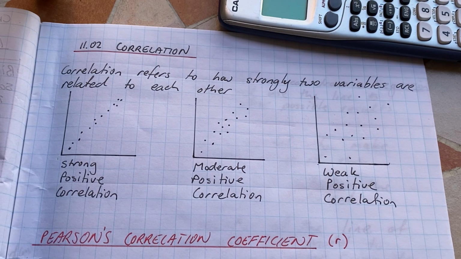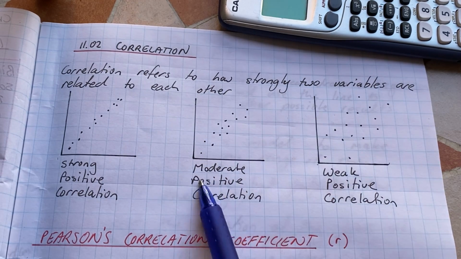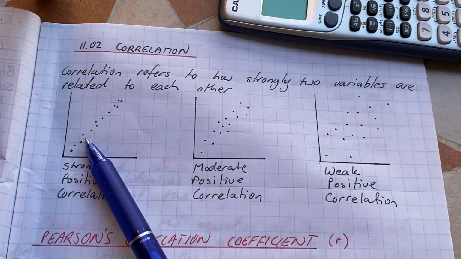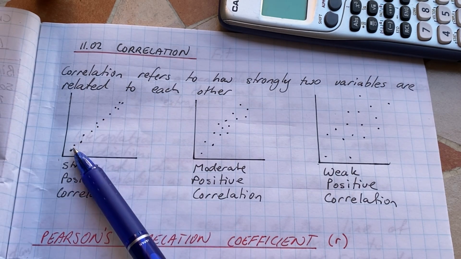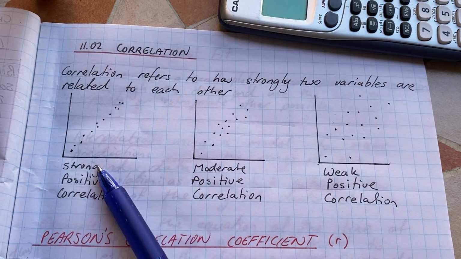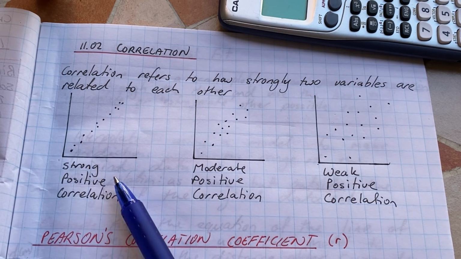Okay, I used the word correlation in the previous exercise. This one is all about correlation, which refers to how strongly the two variables are related. So if you look at this line here, they're very closely related. We've almost got a perfectly straight line, so we say that's a strong positive correlation.